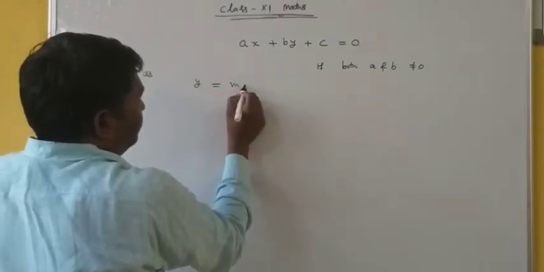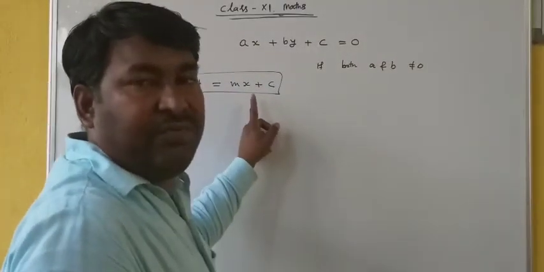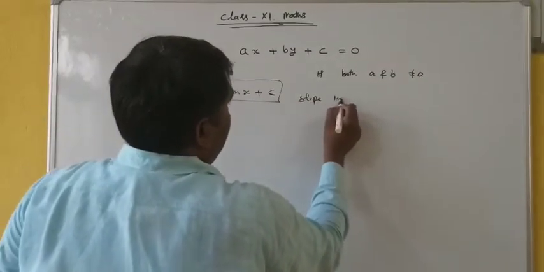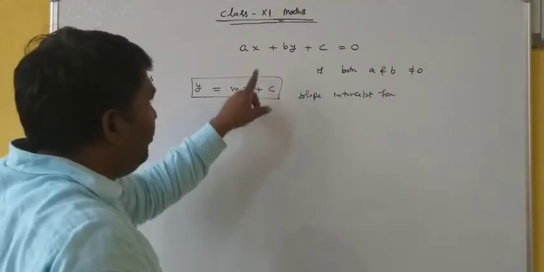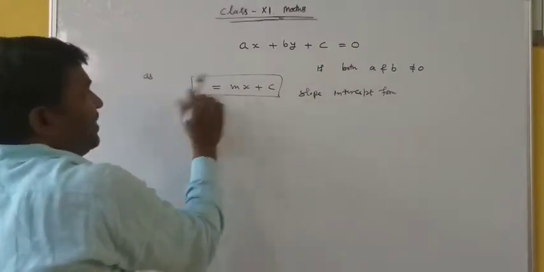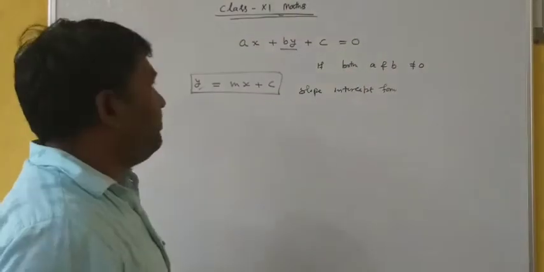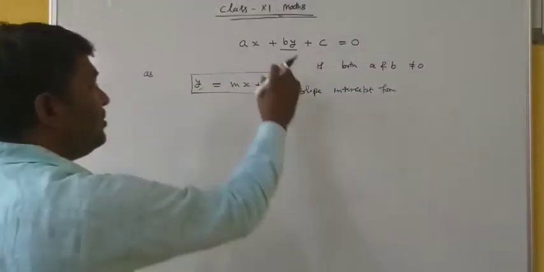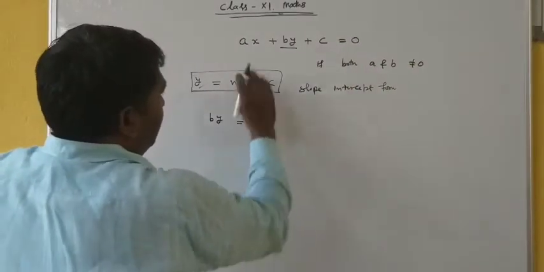Slope intercept form is y equals mx plus c. Since you know already, this is the equation of a line in slope intercept form. So how will you reduce the general equation to slope intercept form? Just see. On the left side only y should be there. Except the y term, all others should be transposed to the right hand side.